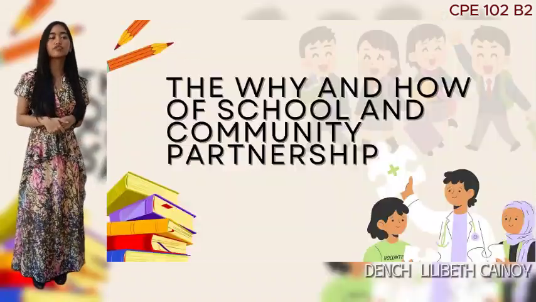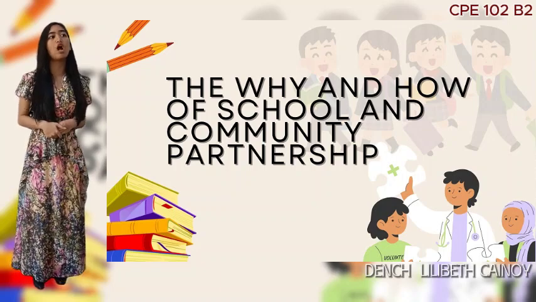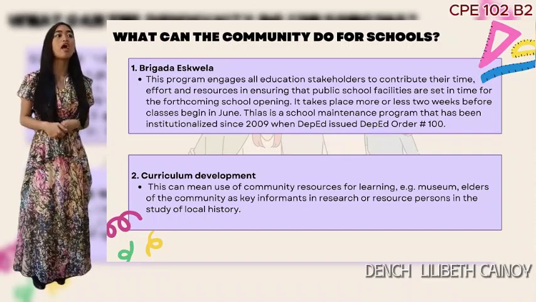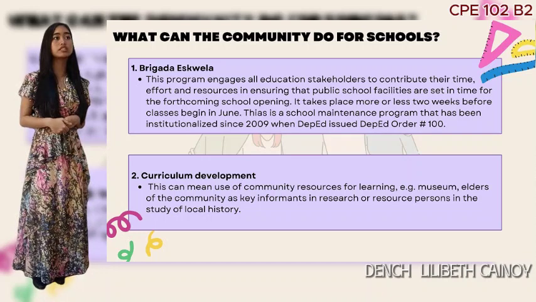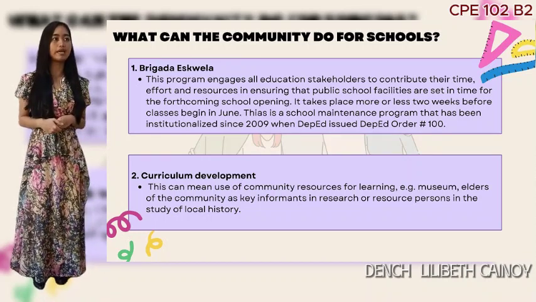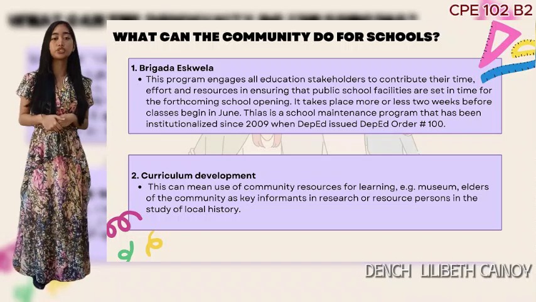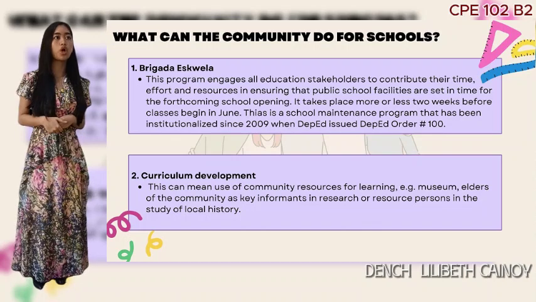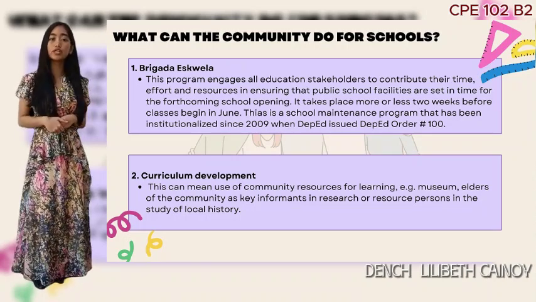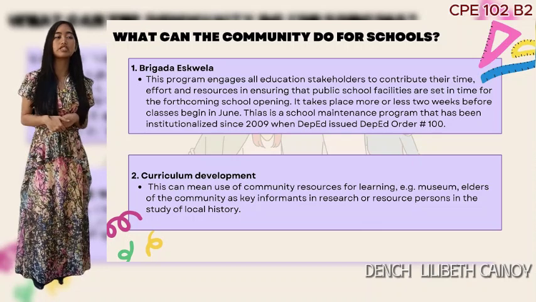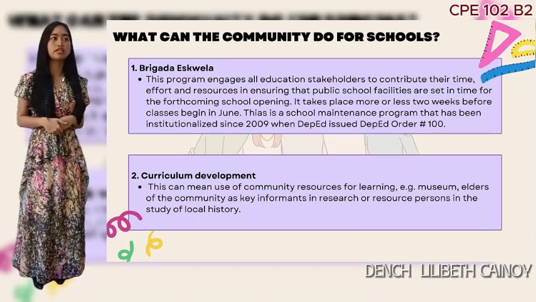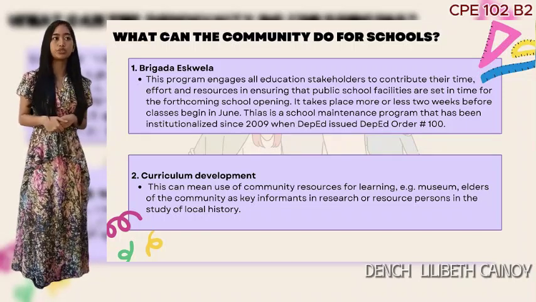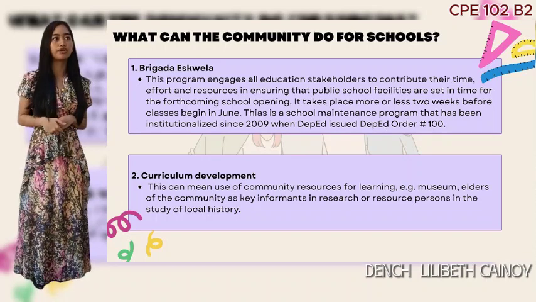The why and how of school and community partnership. What can the community do for schools? Number 1. Brigada Eskwela. This program engages all educational stakeholders to contribute their time, effort, and resources in ensuring that public school facilities are set in time for the forthcoming school opening. It takes place more or less 2 weeks before classes begin in June. This is a school maintenance program that has been institutionalized since 2009 when DepEd issued DepEd Order number 100.